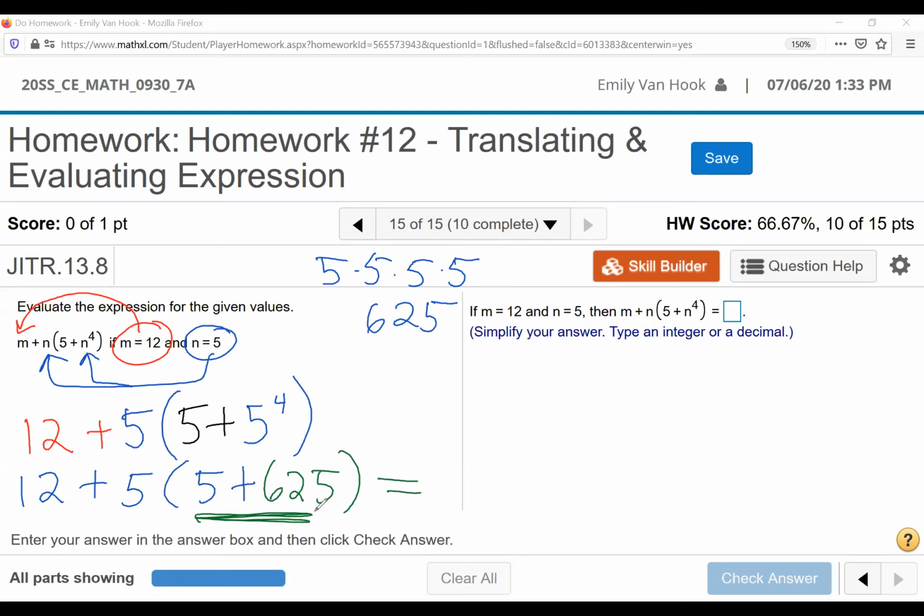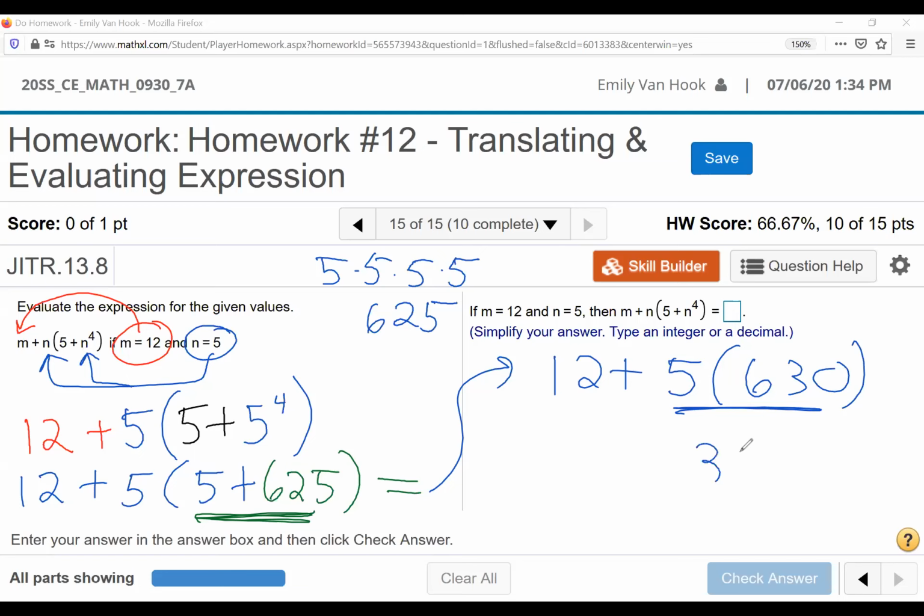Okay, next we can evaluate in the parentheses. 5 plus 625 is 630. Okay, so keep going. 12 plus 5 parentheses 630. Now the 5 parentheses 630, that's multiplication. So 5 times 630 is 3,150. And now we just finish it by adding it with the 12. So 12 plus 3,150, that's going to be 3,162. So kind of a surprise large answer. That's what we get for having those big exponents in the problem.